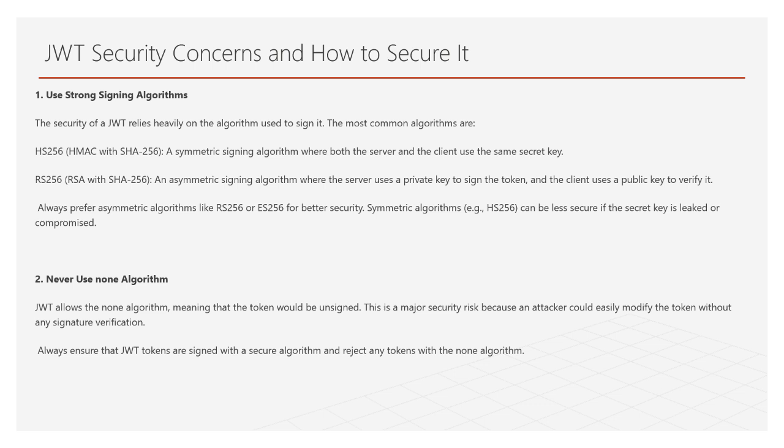Now we have RS256, which is asymmetric, where the server is going to use the private key to sign the token, and the client is going to use the public key. So that's the way to verify it.